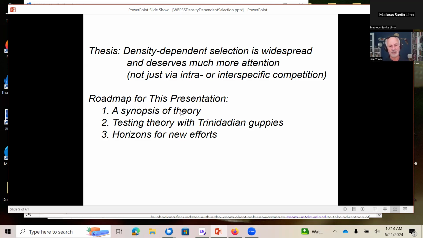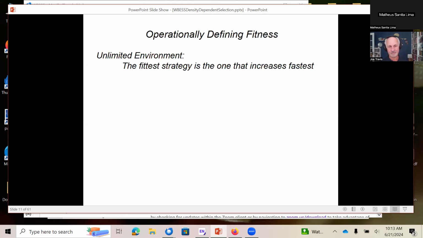First, I'll give you a synopsis of theory with as little mathematics as I possibly can, mostly words. And then second, I'll talk about testing that theory with Trinidadian guppies. That's a major empirical part. And third, I'll offer you two suggestions for horizons for new efforts, where I think new work on density-dependent selection would really change our view of things quite a bit. So let's begin with a synopsis of theory.